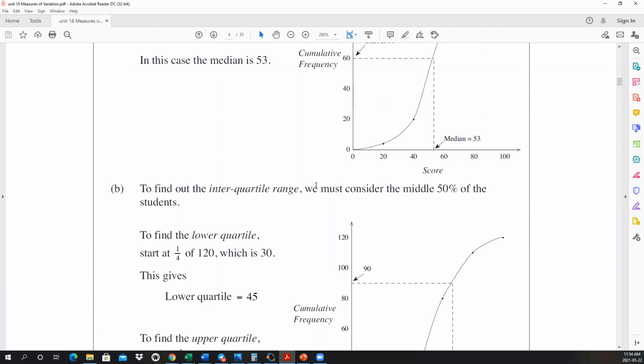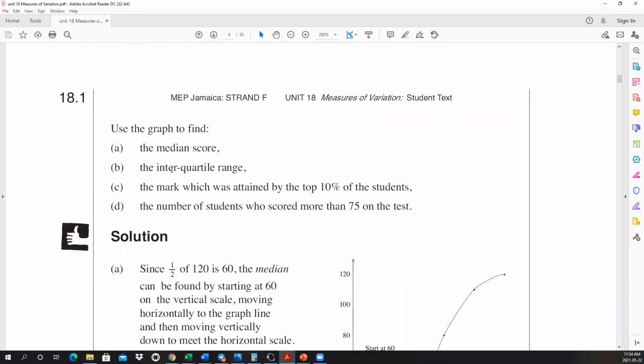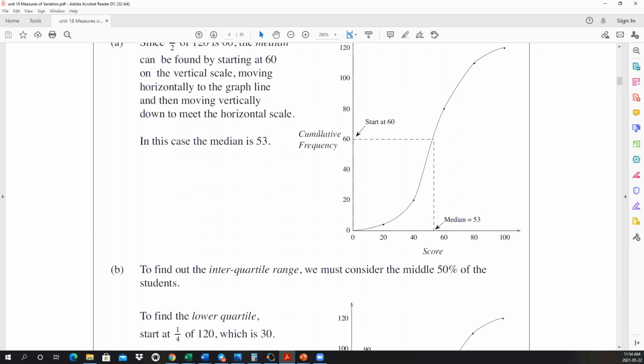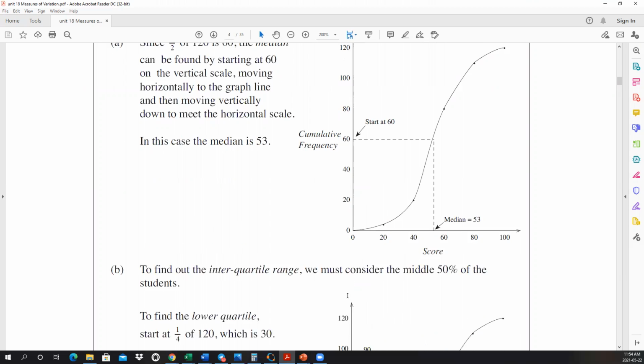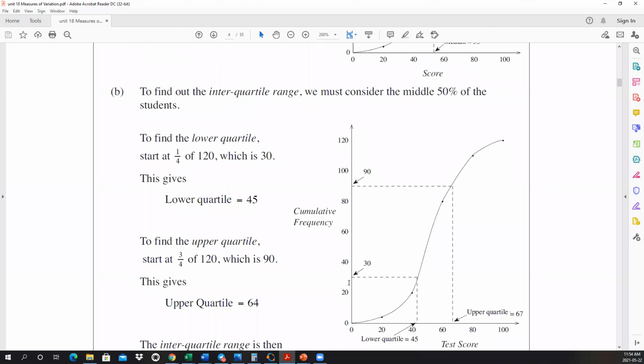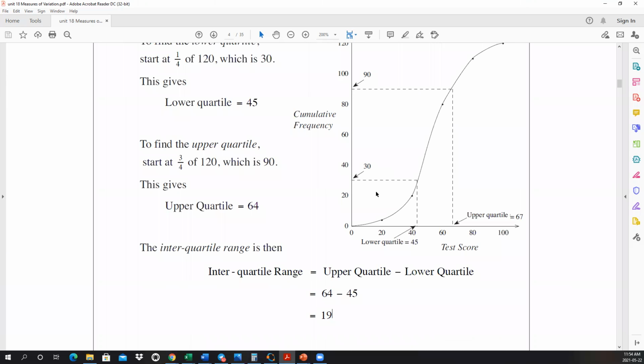So we'll go again, go up top. The question asks to use a graph to find the interquartile range. So you need to use the y-axis that gives the cumulative frequency, and you find the top 25%, in this case the point is 90. You find the bottom 25%, in this case it is 30. You go across to the curve, and you come down and get the score.